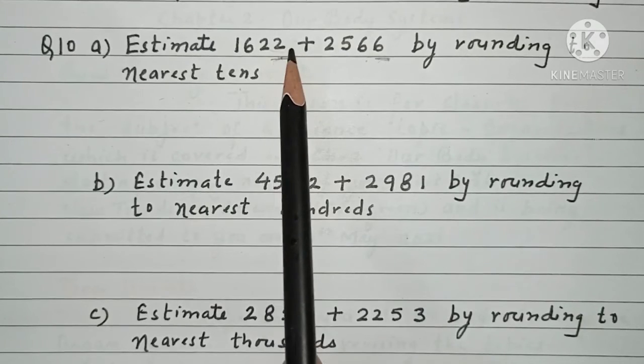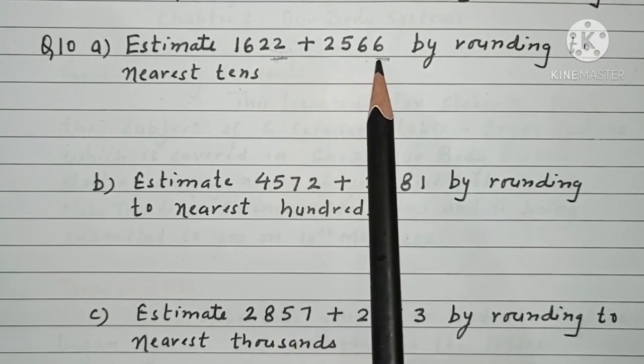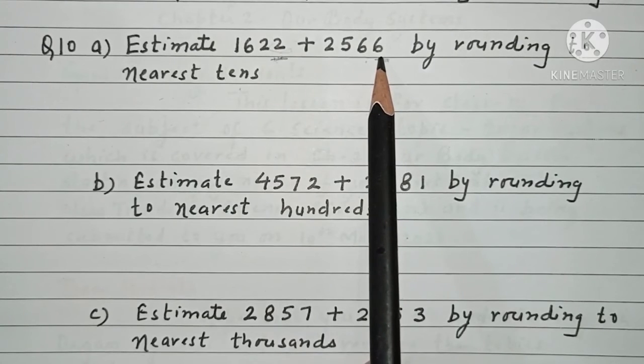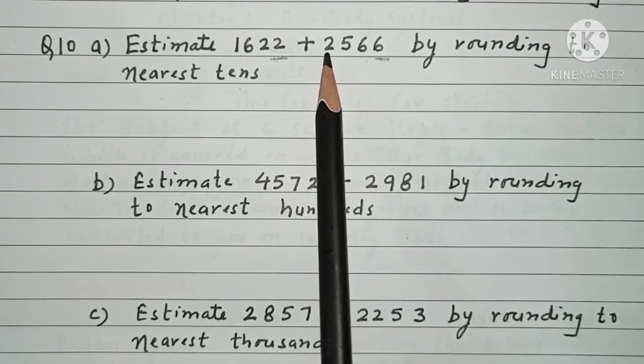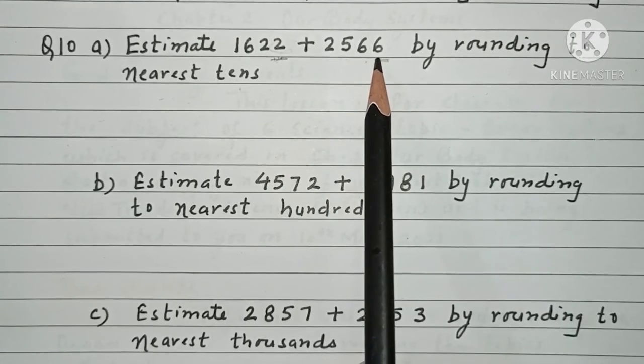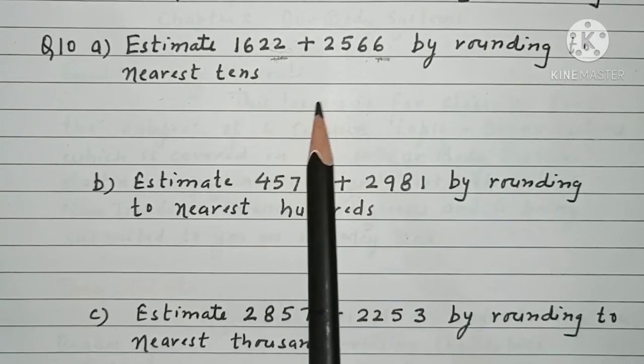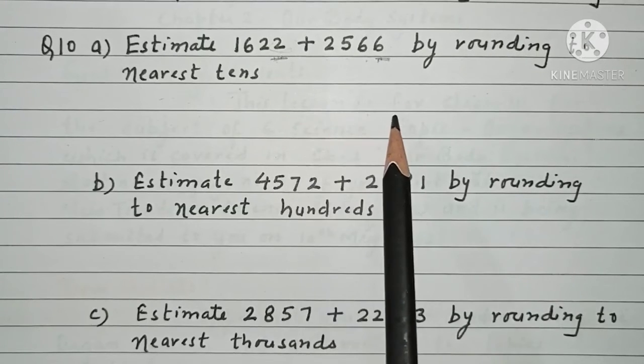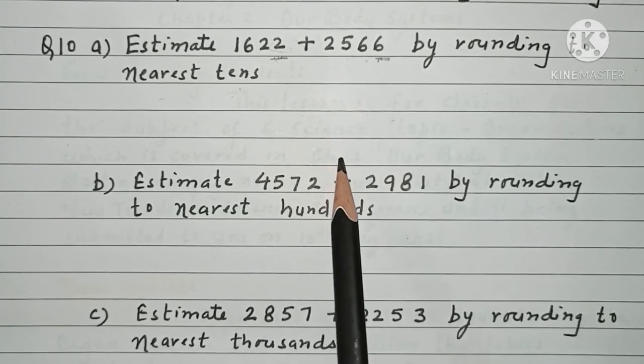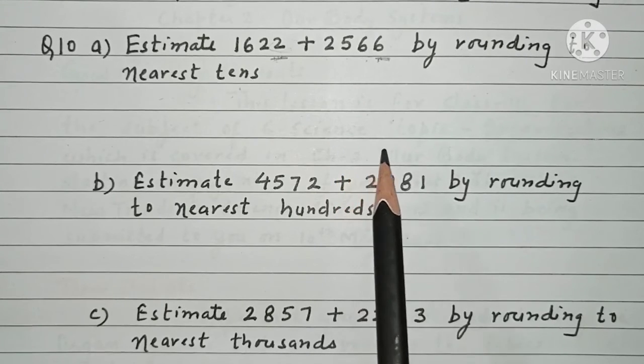We will just change the ones place to 0. But if the ones place is 5 or more than 5, we change the ones place to 0 and then add 10. So 2566, when rounded to the nearest 10, gives us 2570. So just add and find the estimated answer.